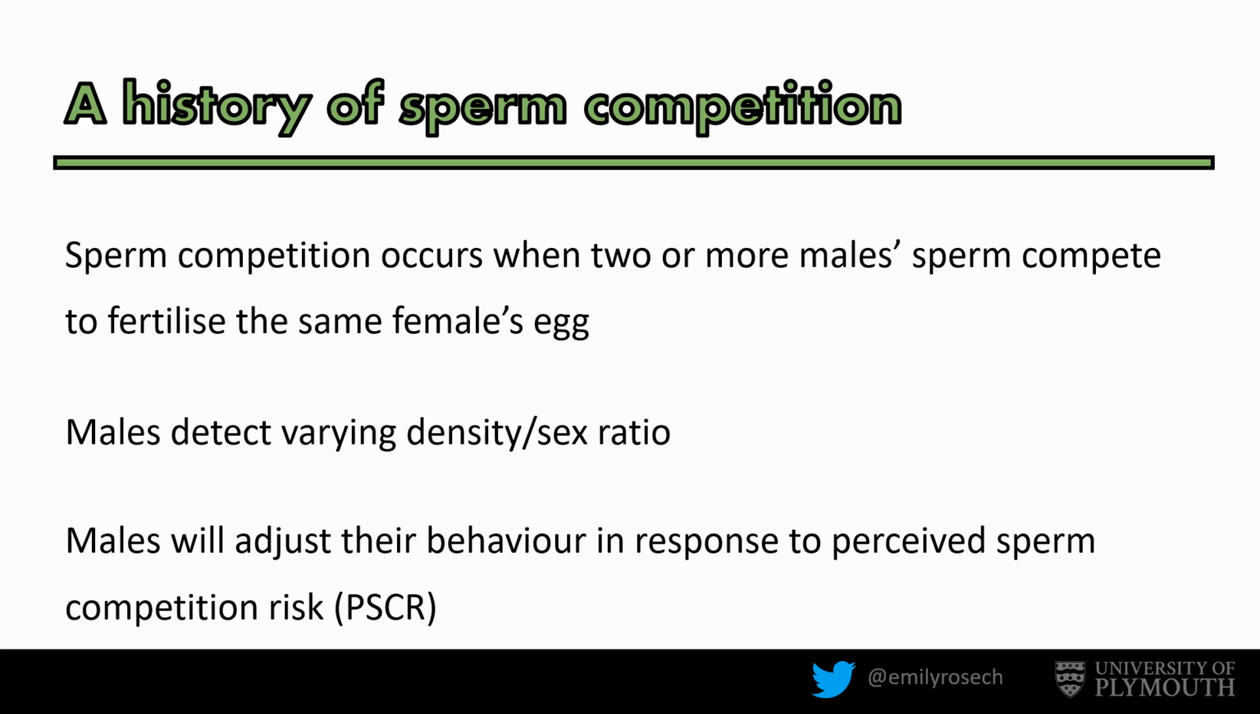First off, I'm going to give you a little bit of background information on the history of sperm competition. Sperm competition occurs when two or more males' sperm compete to fertilise the same female's egg. Males can detect when rivals are nearby, so they know that if they mate with a female and a rival is around, it is likely that another male will also mate with her and that their sperm will have to compete. So they have a perception of the risk of sperm competition.